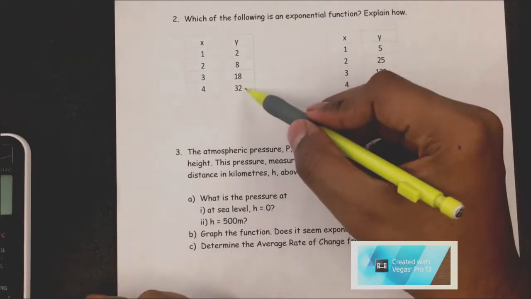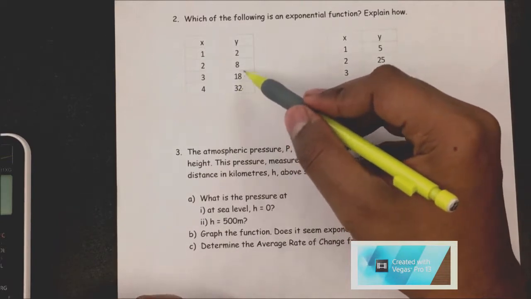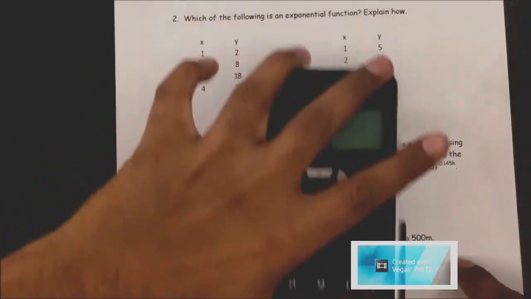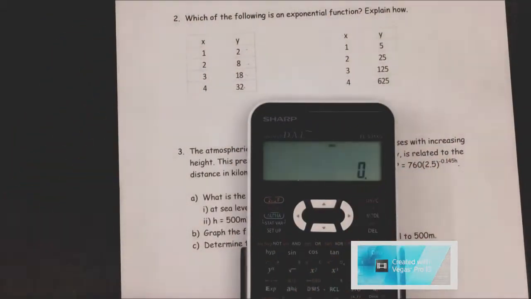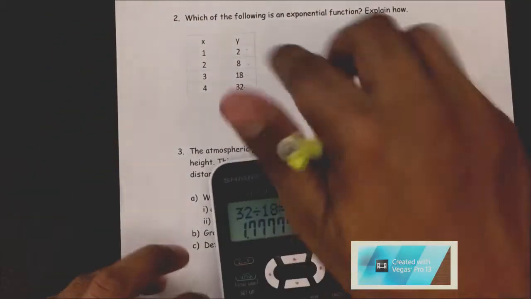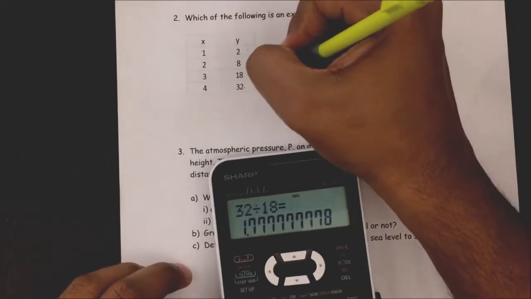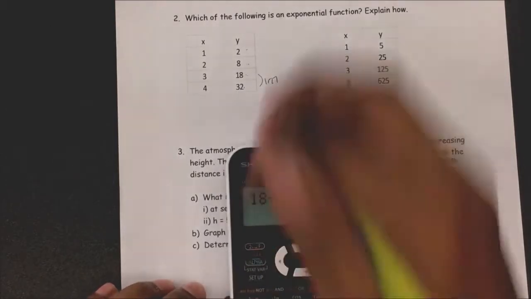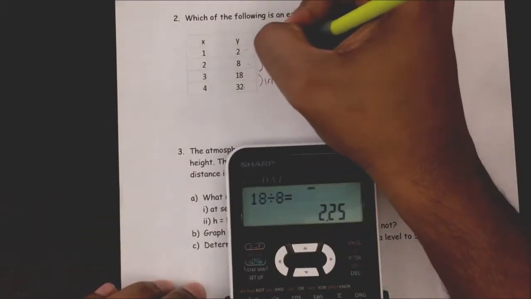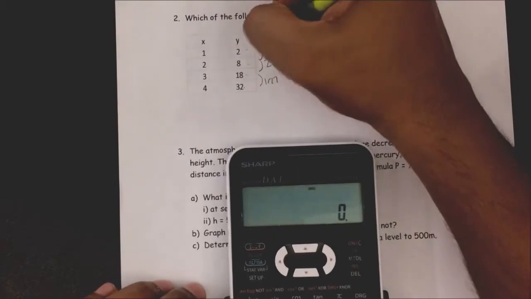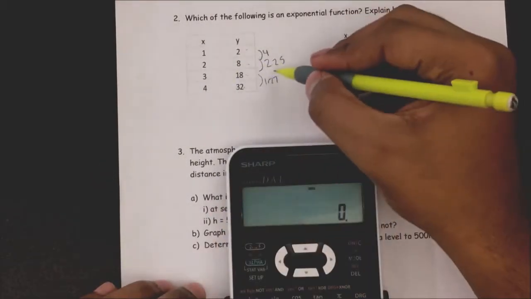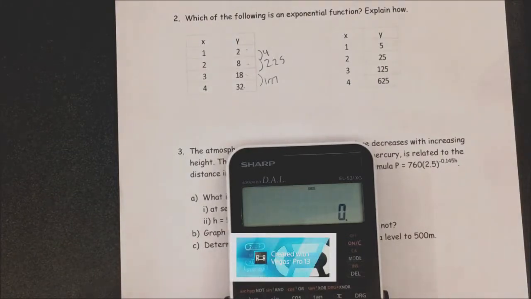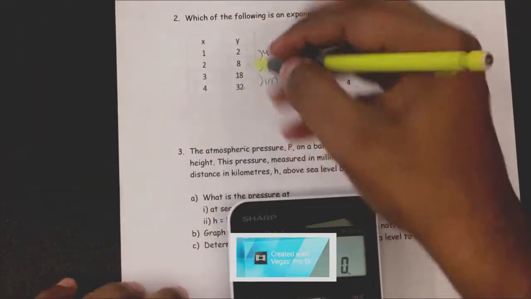And yeah, that's it. So in order to determine which of the following is an exponential function, you have to find the ratio between the bottom number and the top number for each pair. So if you were to test that with your calculator, 32 divided by 18 would be 1.778. 18 divided by 8 would be 2.25. 8 divided by 2 is 4. Since these do not have a common ratio, this is not an exponential function.